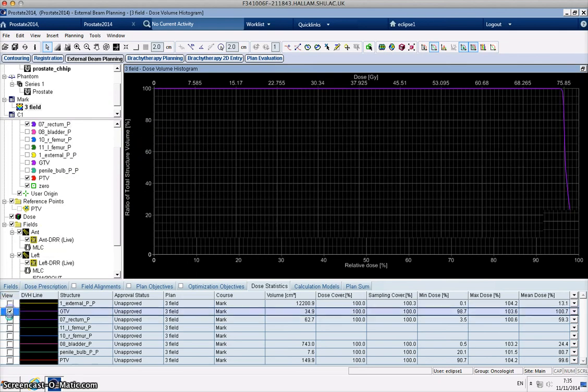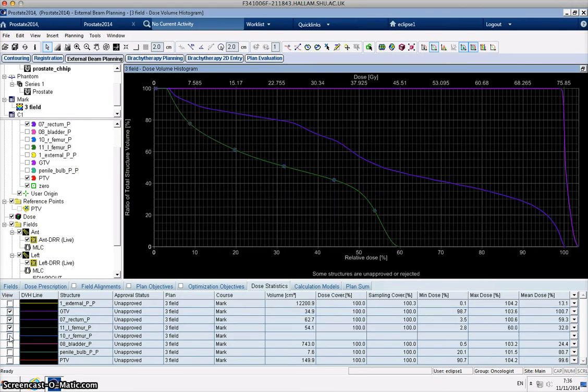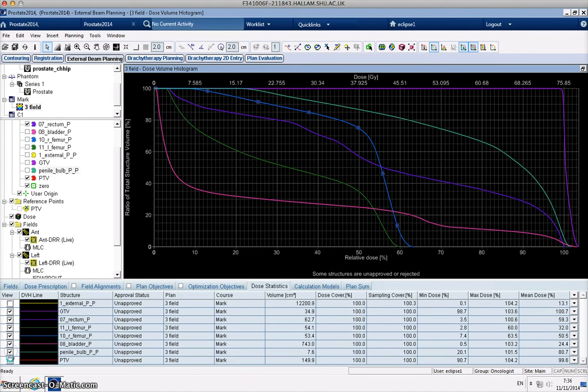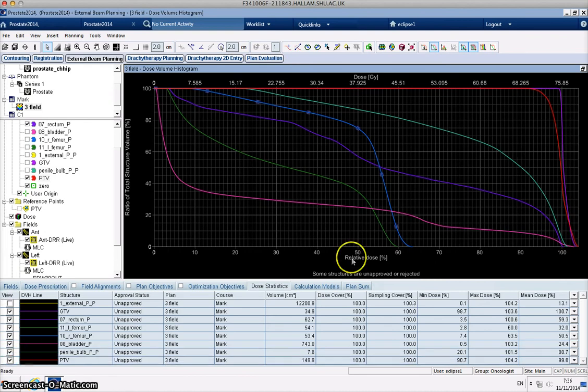Then we can turn our volumes on by clicking the tick boxes here, so we can see what all of our various structures are getting. We can see that the screen can get pretty busy when we start turning everything on, so we can change the colours of those, but what I would do is only turn on the structures that we actually need, the ones that we're looking at that time.